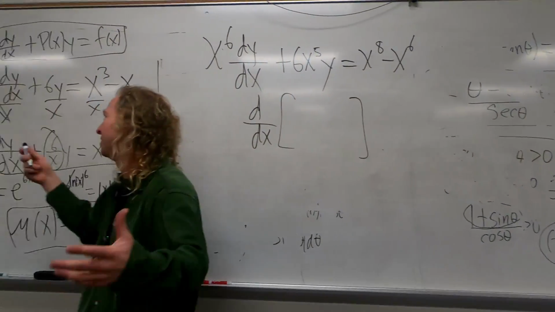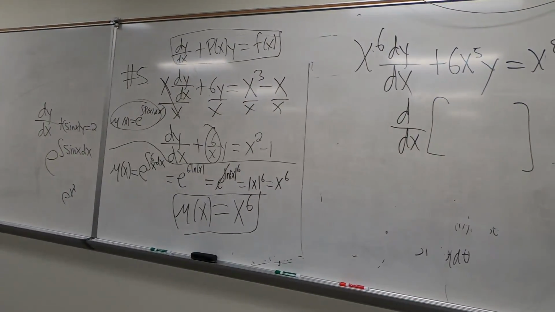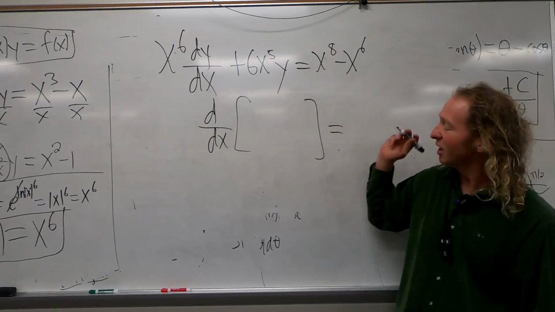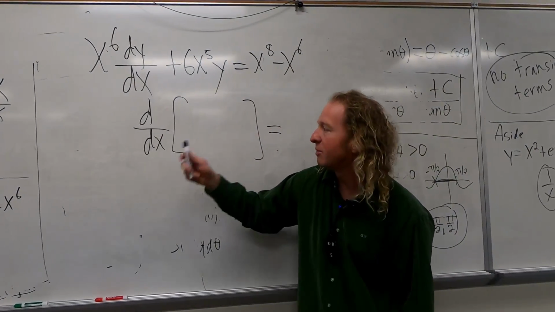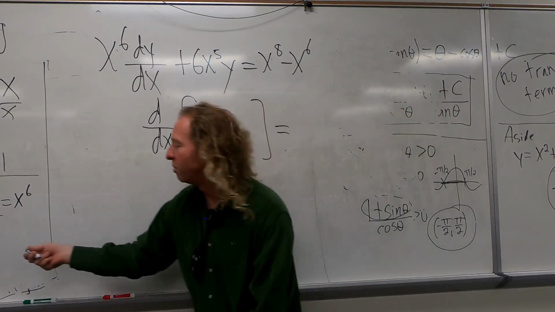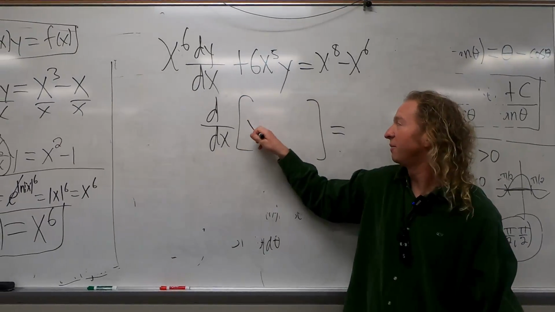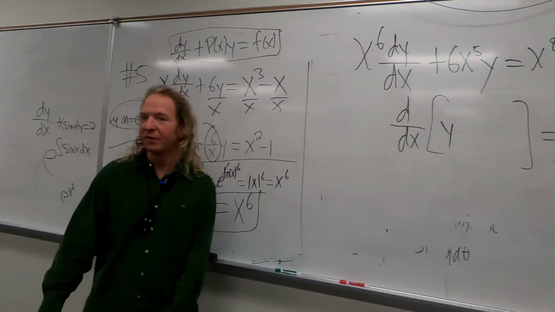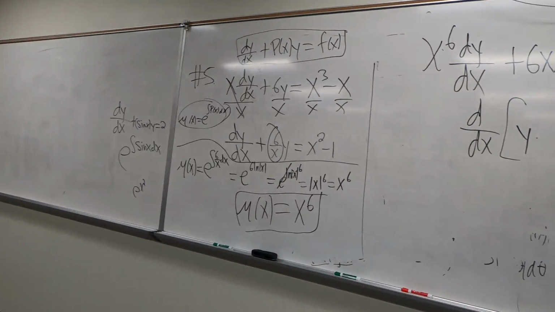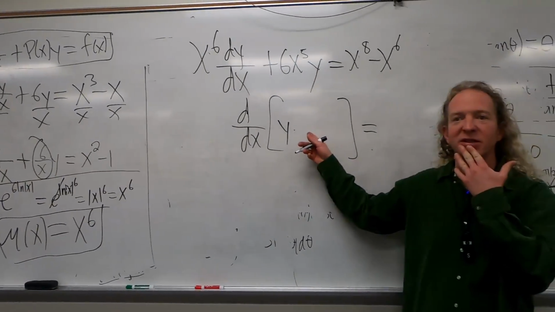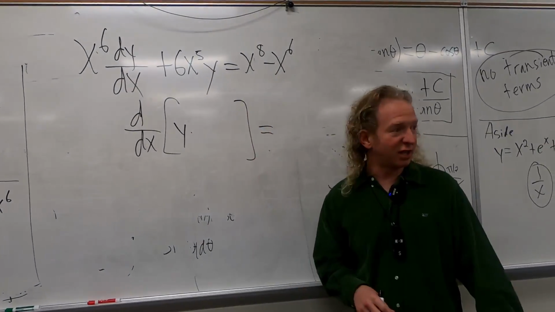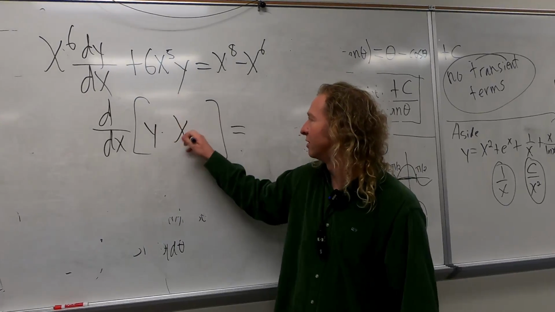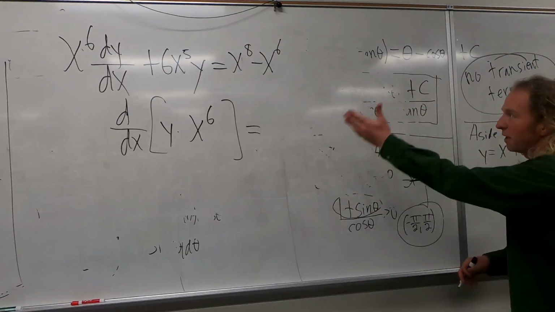I used to do it in class, but it takes like 15 minutes, and I just stopped doing it. It's always going to be your function times your integrating factor. So I'll go ahead and put the function first. The function was y. Remember, last time it was r. And then our integrating factor is, what would that be in this case? x to the 6, very good. And then you have this over here.